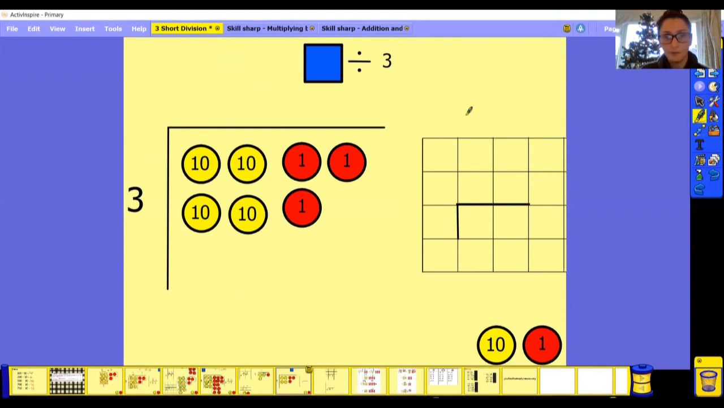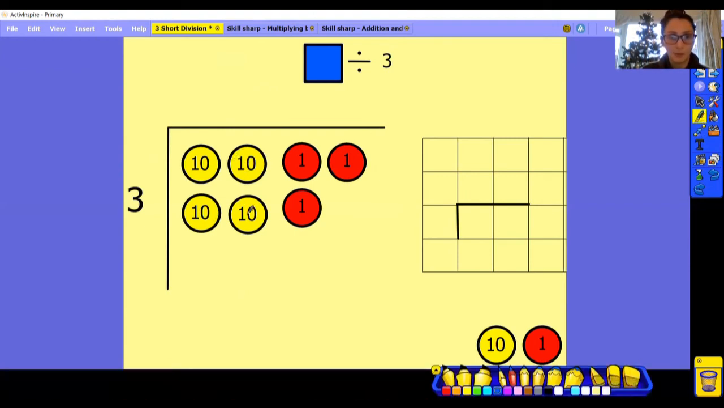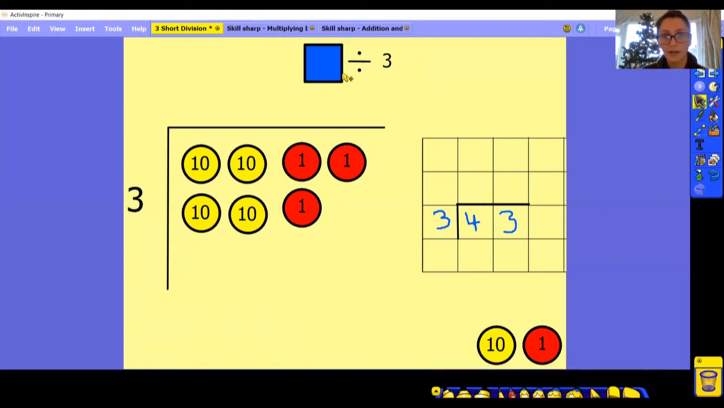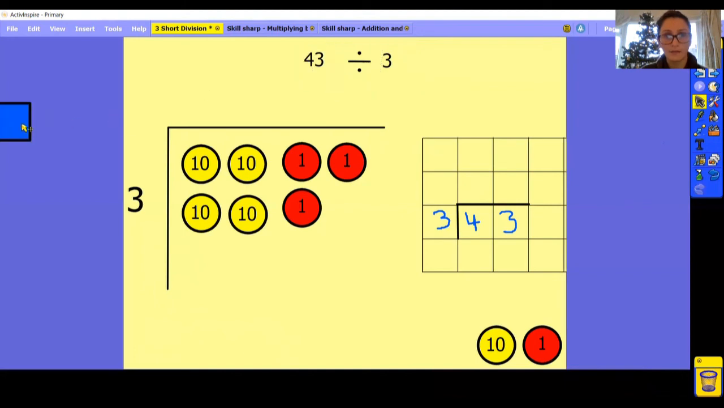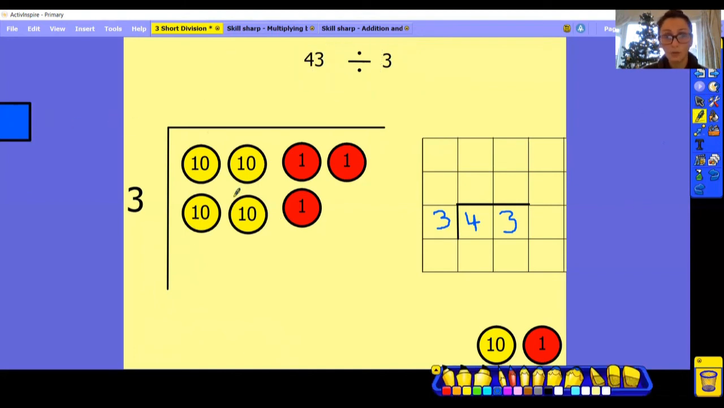Okay, so first of all, let's see how many tens I've got. So I've got 1, 2, 3, 4. I've got 4 tens. And how many ones have I got? I've got 3 ones. And my divisor is my 3. So I'm seeing that there are 3 in each group. So I've got 43 divided by 3. So always start with our tens column.